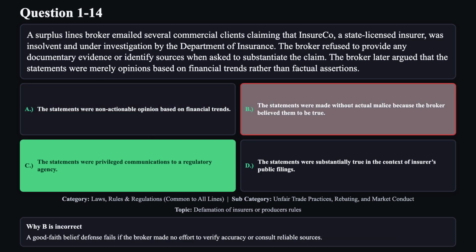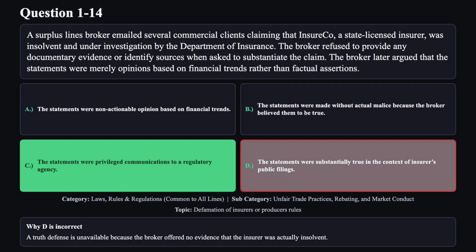A good faith belief defense fails if the broker made no effort to verify accuracy or consult reliable sources. Reason D is not correct. A truth defense is unavailable because the broker offered no evidence that the insurer was actually insolvent.